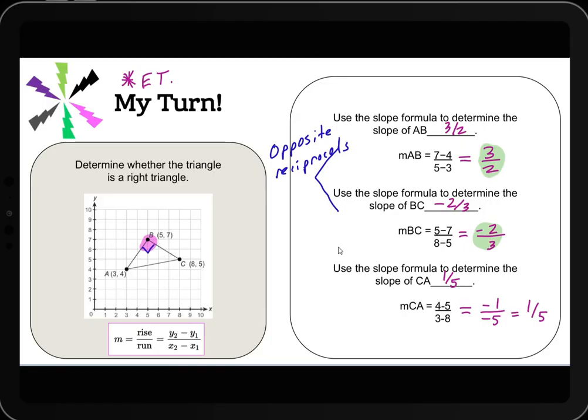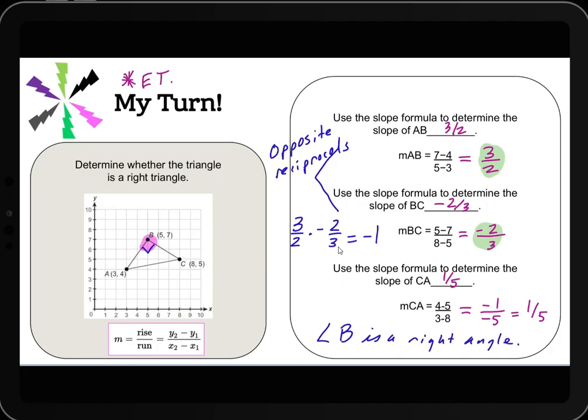Now, you can also see this because if you take the two slopes and multiply them together, you have a product of -1. That also verifies that, in fact, these are going to be perpendicular. What that does is it allows us to conclude that angle B is a right angle.